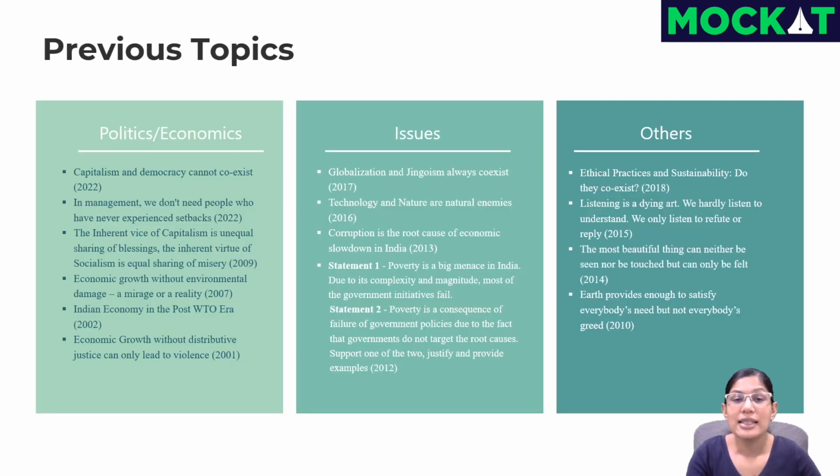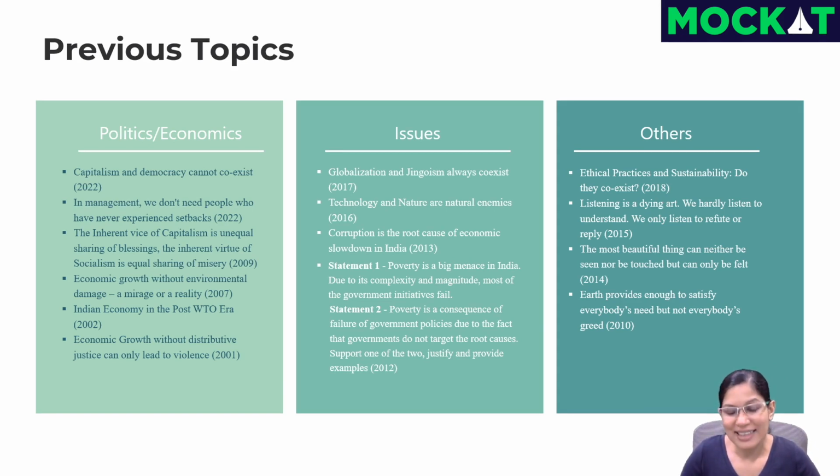Now let's look at some of the past topics which have come up. So what I've done out here is I've listed out some of the topics which we've seen over the last few years. We've tried to split it into the different areas which are there. So one common theme you see is politico-economics. So last year, for instance, we had 2 topics: capitalism and democracy cannot coexist. And we also had another topic which was about taking people who've experienced setbacks in management.